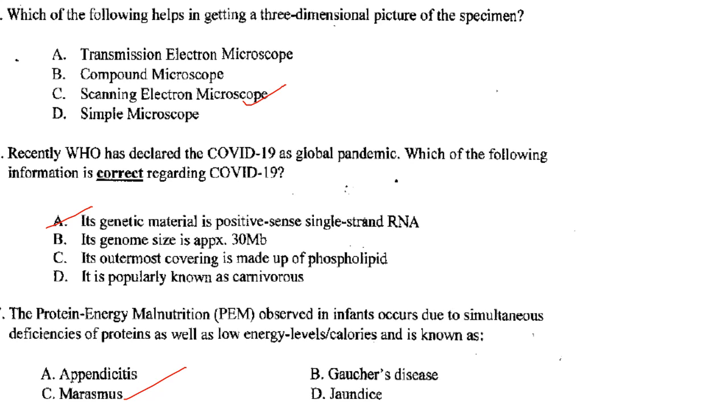The next one. The protein energy malnutrition observed in infants occurs due to simultaneous deficiencies of proteins as well as low energy levels or calories and is known as marasmus. Answer is option C. This is a repeated question.